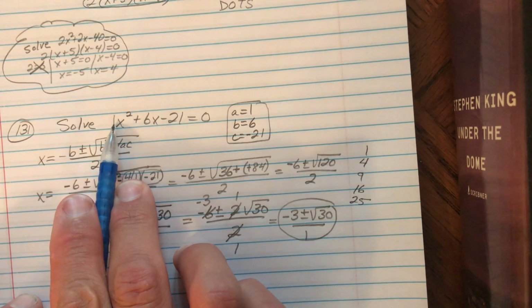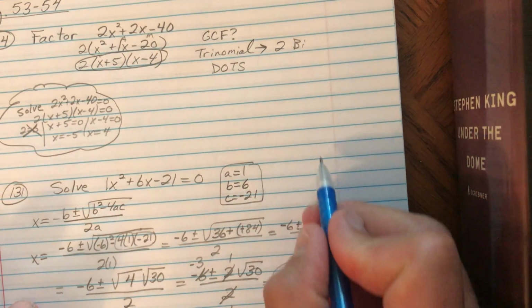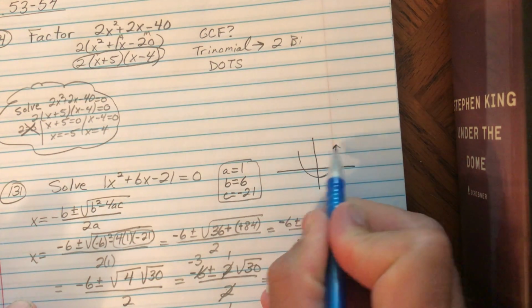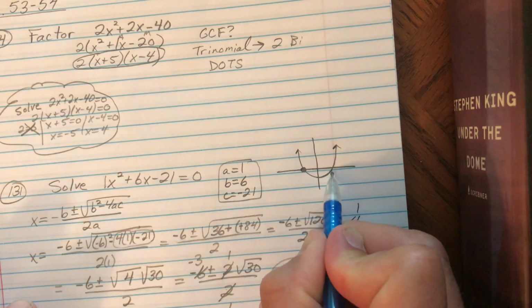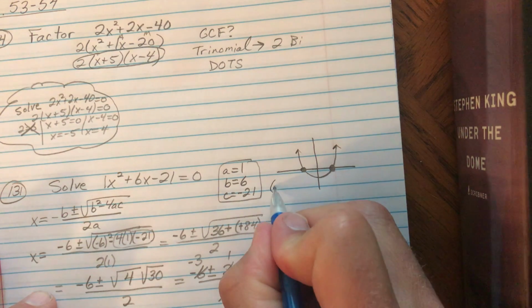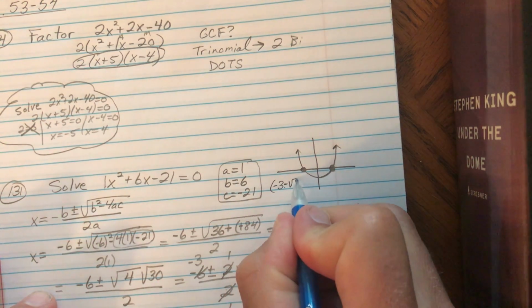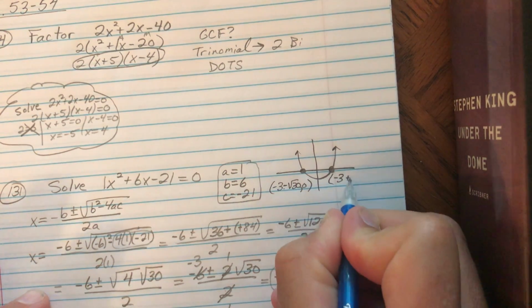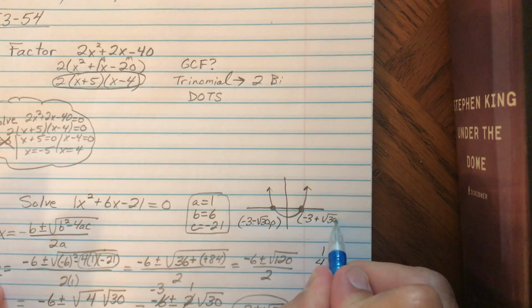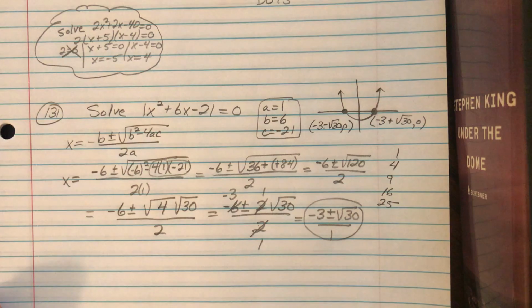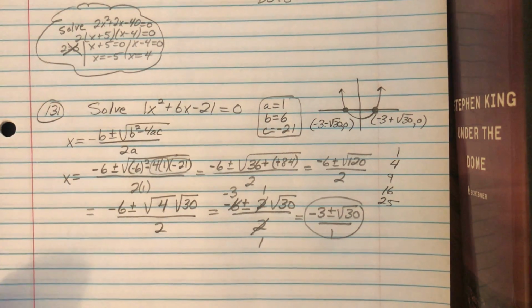This quadratic, or parabola, has a positive a value, so it's going to be kind of a smiley face. And it's hitting the x-axis twice. The reason I know that is because I have two answers here: negative 3 minus radical 30, comma 0, and negative 3 plus radical 30, comma 0. These are the two moments that the parabola is crossing the x-axis. So let's try one more.